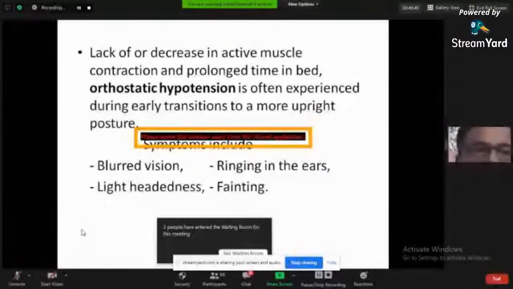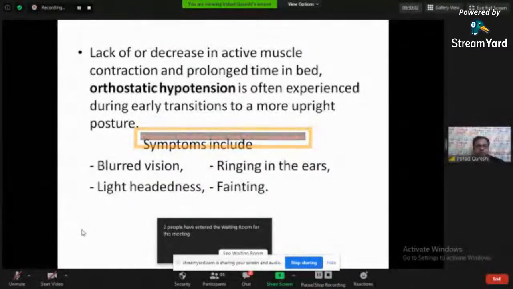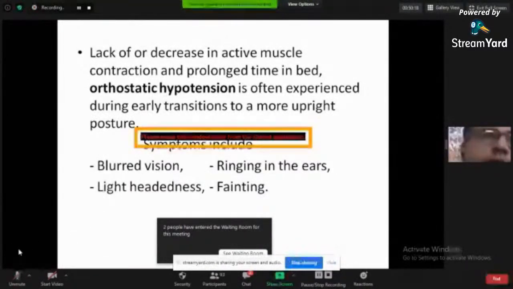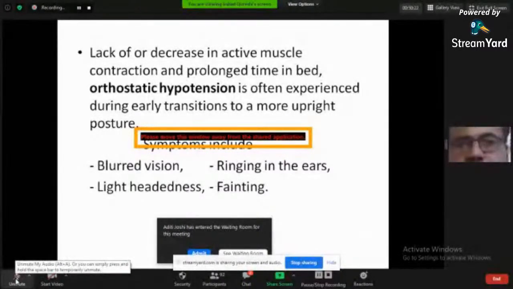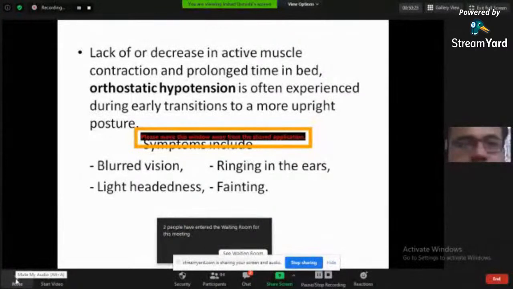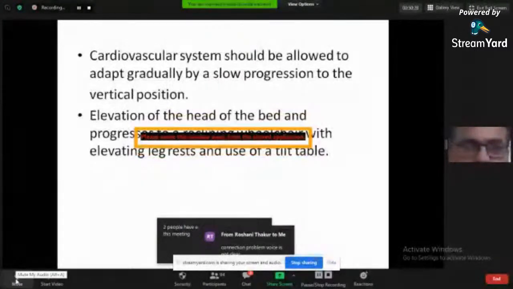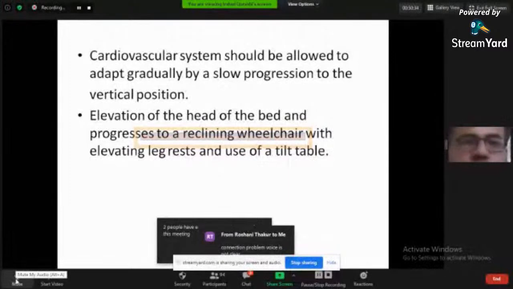The bothersome problem is your orthostatic hypotension or postural hypotension. Lack of or decrease in active muscle contraction for a long time in bed is going to be the resultant. Hypotension or orthostatic hypotension is often experienced during the early change of position, or from sitting to another position like a high sitting position. There are going to be symptoms like blurred vision, ringing in the ears, lightheadedness, and fainting. The cardiovascular system should be allowed to adapt gradually by slow progression to the vertical position.